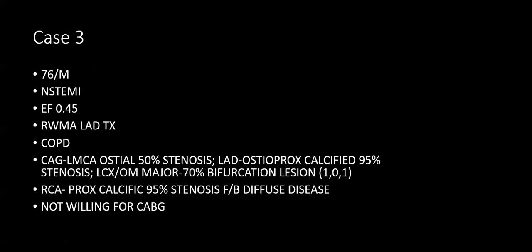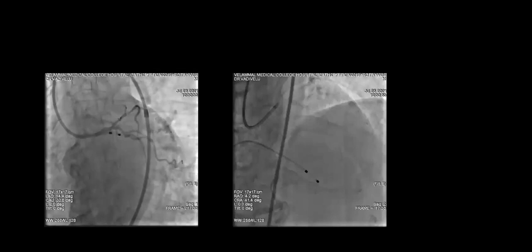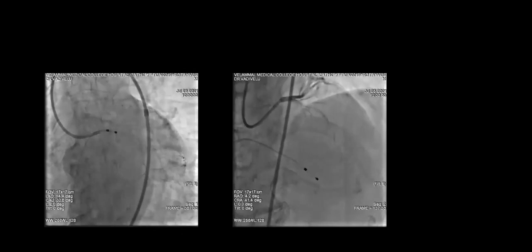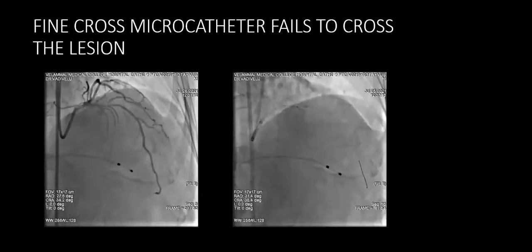Okay. This is a 76-year-old male presented with non-STEMI with ejection fraction of 45% and RWMA of the LAD territory, and he had severe refractory COPD. Both the CABG team, CTVS team, and the patient's party were not willing for open heart surgery. As you can see here, the angiogram showed heavily calcific proximal to mid LAD disease. Also, the ostial LMCA also had significant disease. You can very clearly see here.